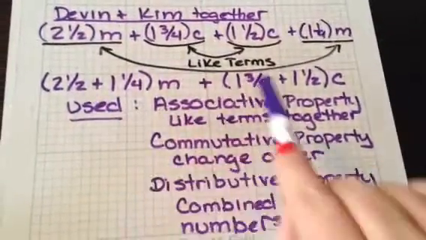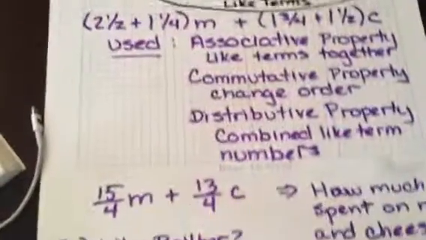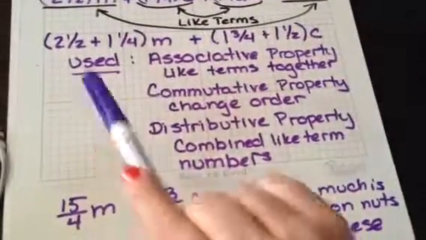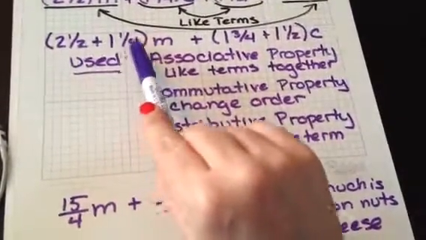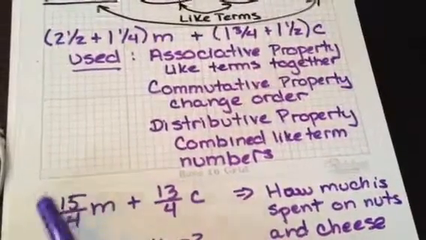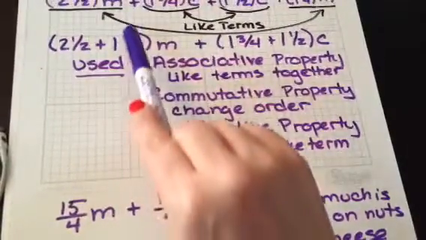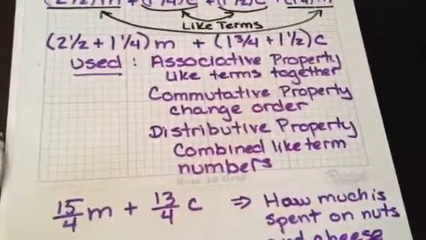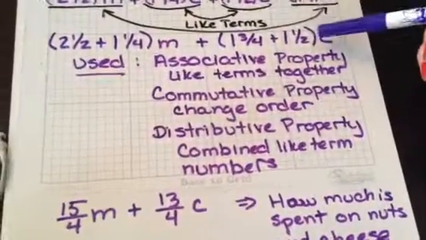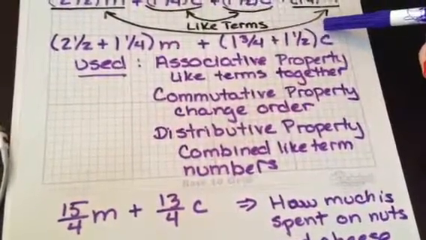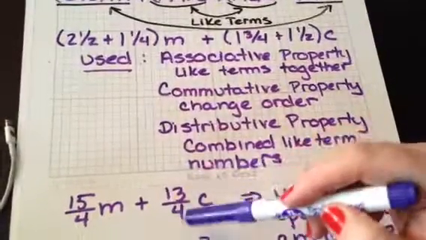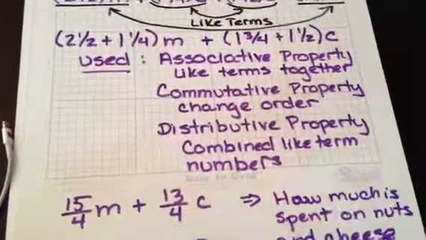Now once I do that, then I just need to add them together. And this 2 1/2 plus 1 1/4 becomes 15/4 M. I want you to double check that. We've done that with our addition of fractions. And then our 1 3/4 plus 1 1/2 C adds together to be 13/4 C.